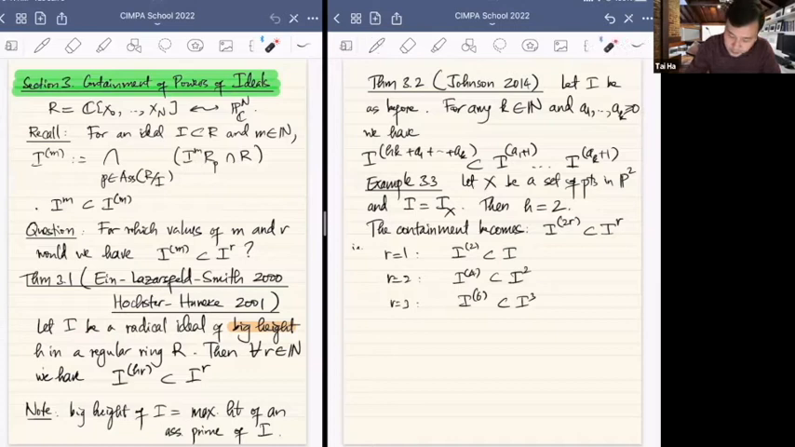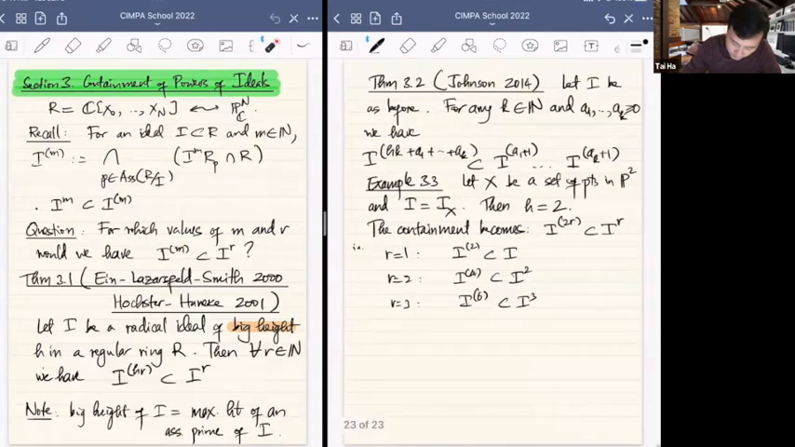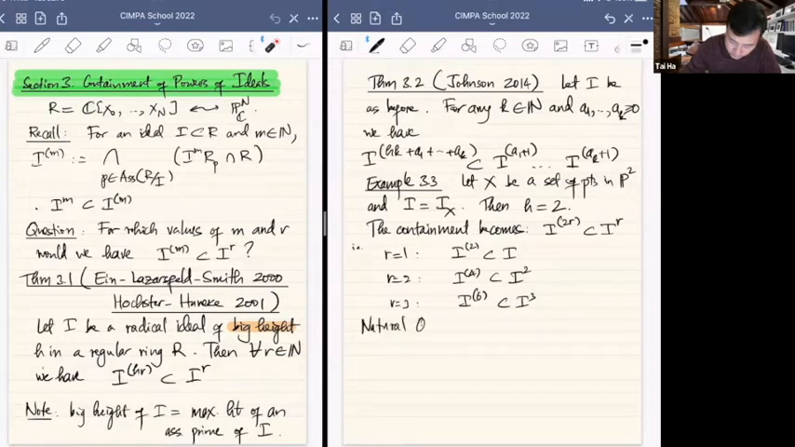Now, the first containment is kind of simple to see. So the interesting containment will start from here. After this theorem, of course, a lot of work has been put forth to understand the following natural question: can we improve this containment?